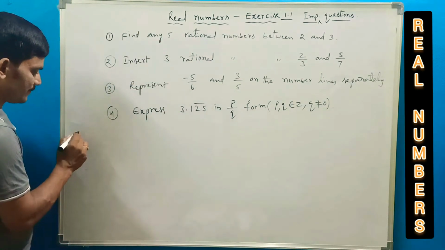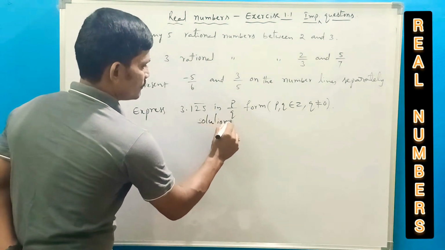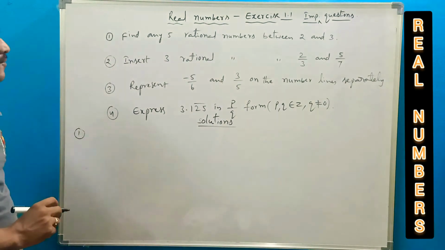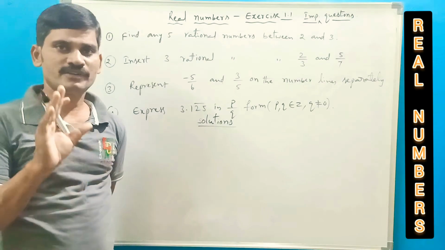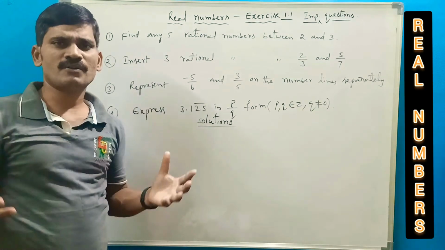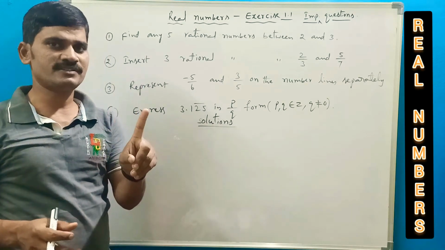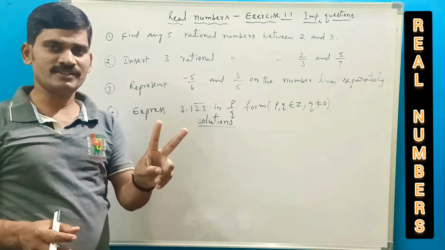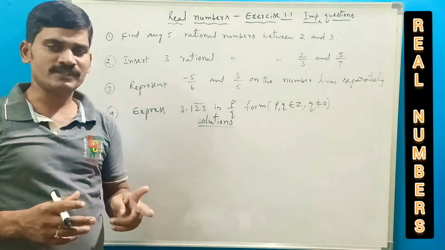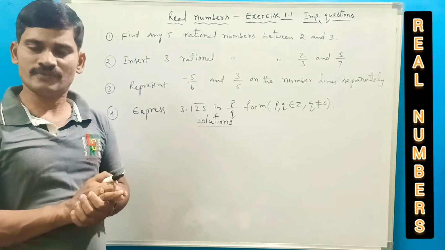First one, find any 5 rational numbers between 2 and 3. See, we can insert any number of rational numbers between any 2 rational numbers by 2 methods. Number 1 is mean method. Number 2 is equivalent fraction method. I will explain both methods. Among the 2 methods, equivalent fraction method is very easy one.